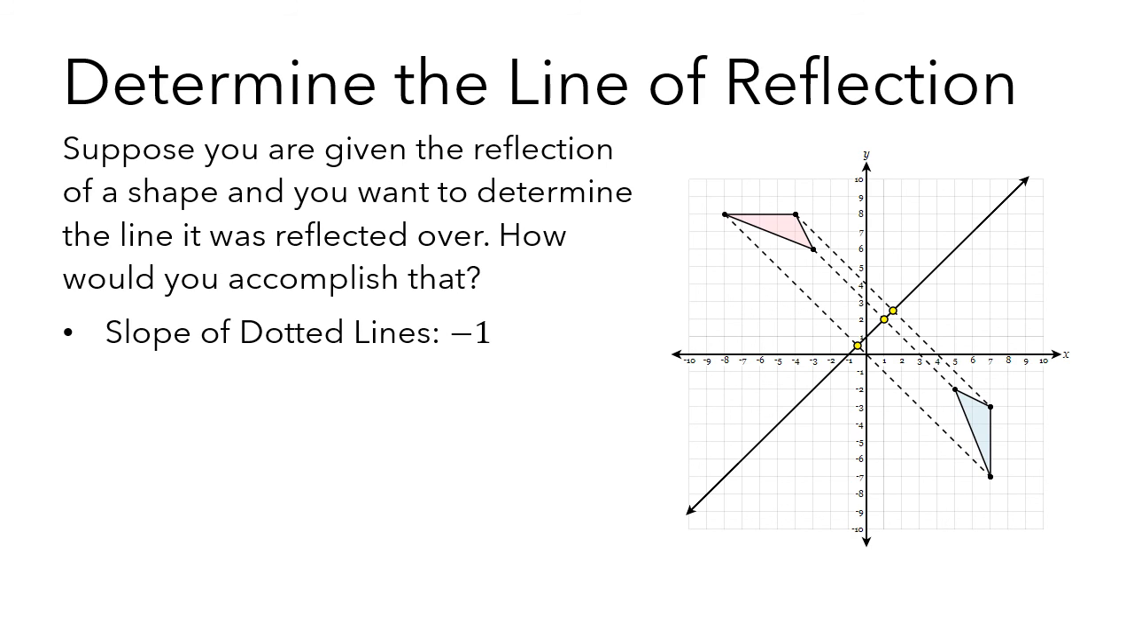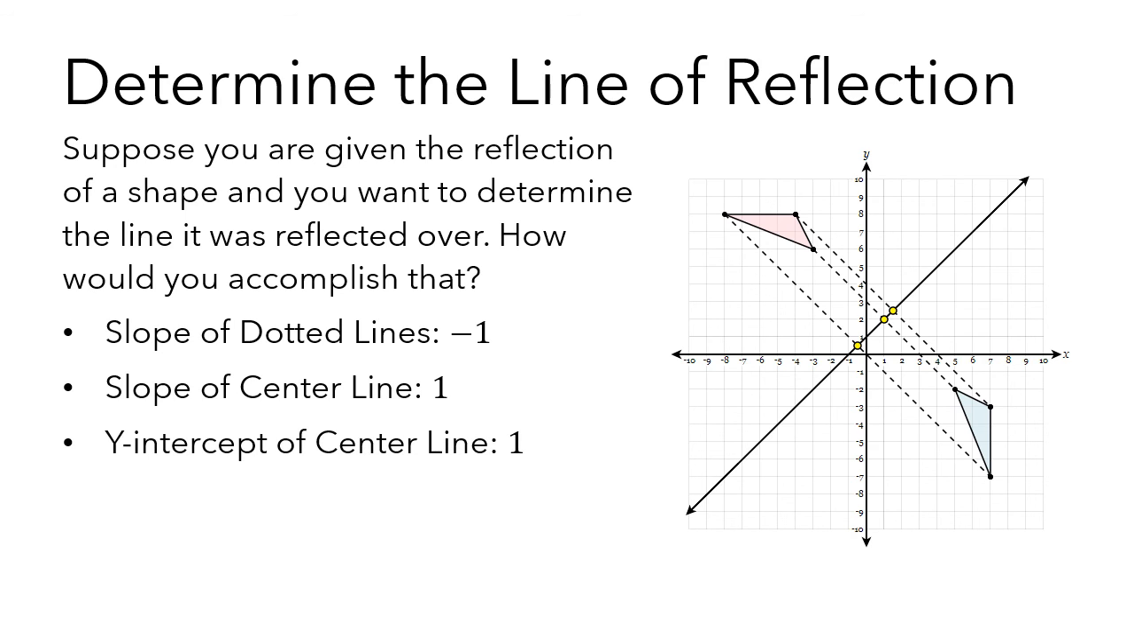First, we write the slope of the dotted lines, and the slope of the center line is going to be perpendicular to that one. So in this case, -1, perpendicular to that is +1. Find the y-intercept by looking at the graph. You can notice it crosses the graph right at +1, so that's my y-intercept. And then I can write the equation, y equals x plus 1.